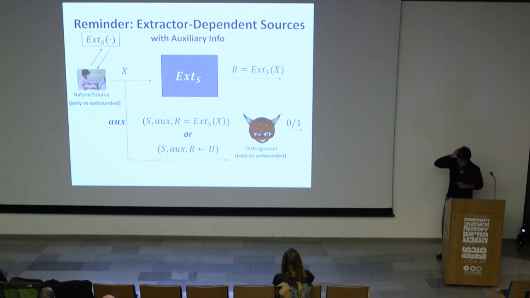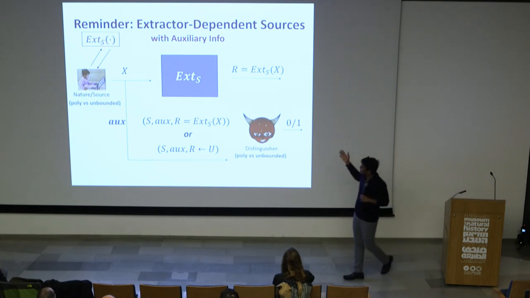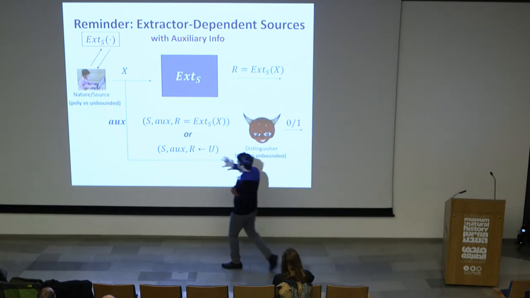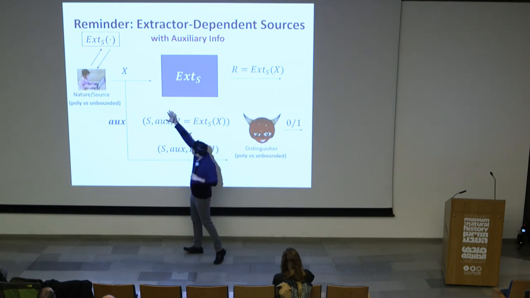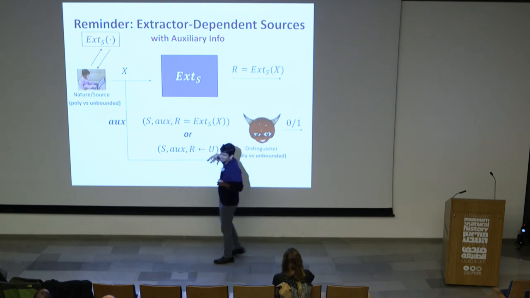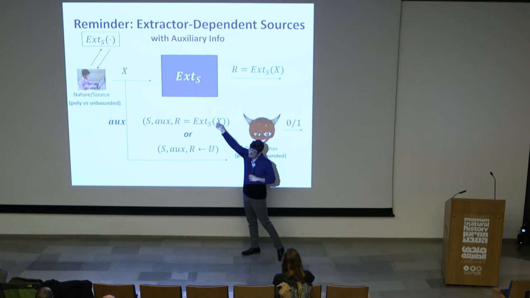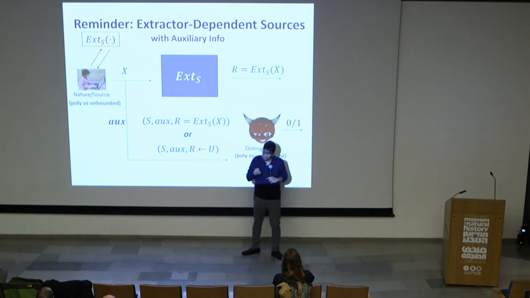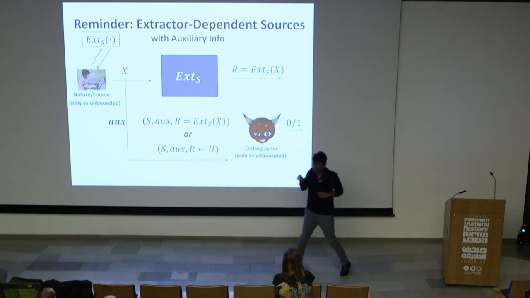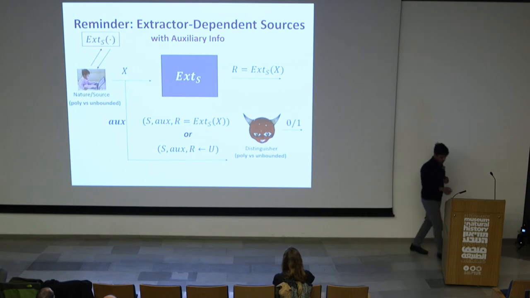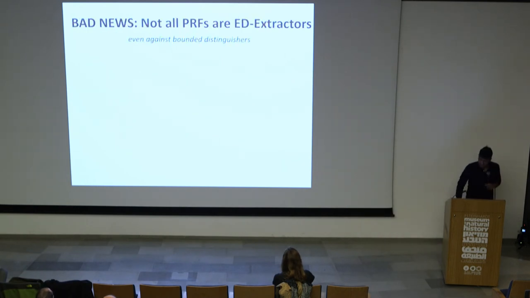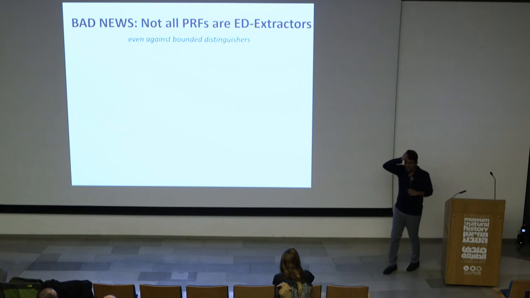Okay. All right, so, auxiliary information, here's the definition. The only change from before is that the source produces auxiliary information together with X, and the distinguisher gets this auxiliary information as well. Our condition is that X, the output of the source, has min entropy given the auxiliary information. Okay, again, let's start with bad news. Yes.